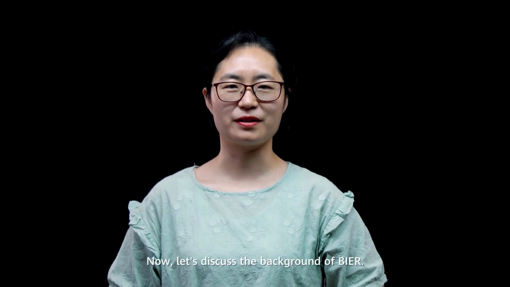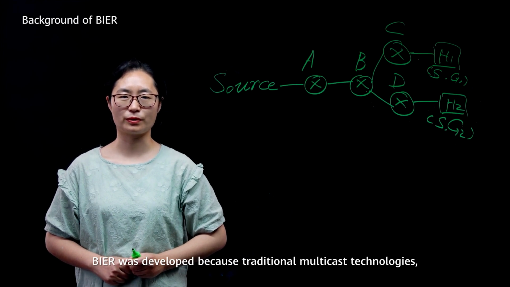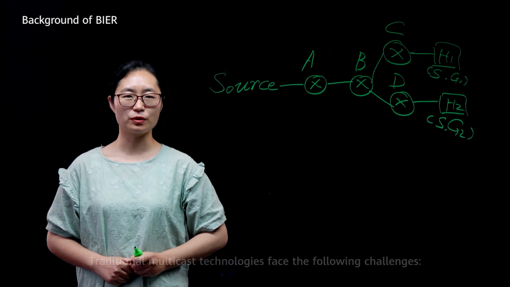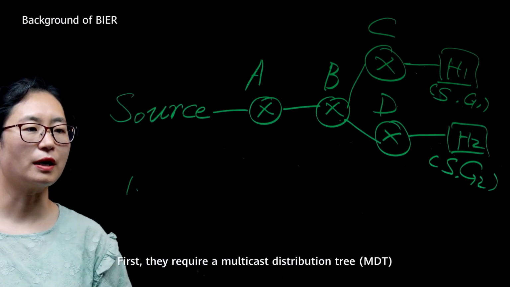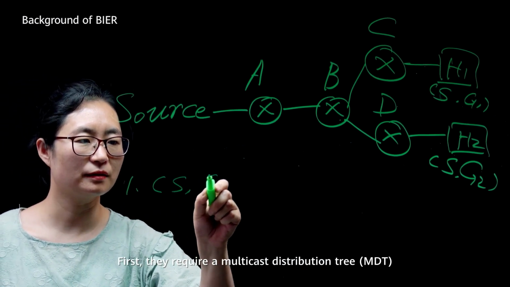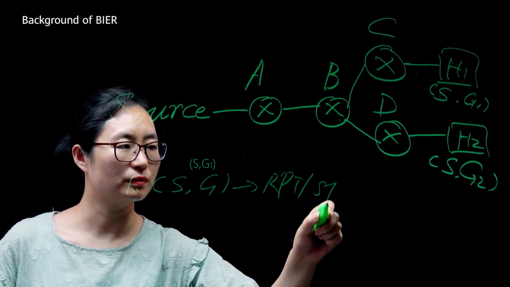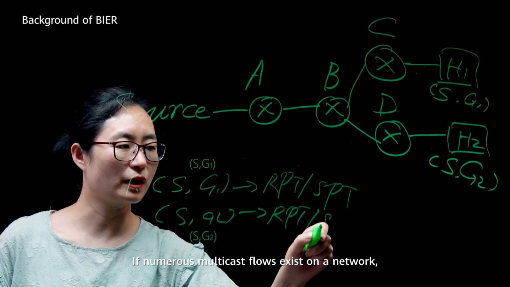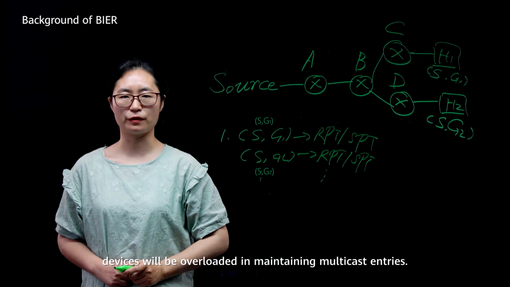Now, let's discuss the background of BIER. BIER was developed because traditional multicast technologies, such as PIM, cannot meet the requirements of rapid multicast development. Traditional multicast technologies face the following challenges. First, they require a multicast distribution tree, MDT, to be established for each multicast flow. If numerous multicast flows exist on a network, devices will be overloaded in maintaining multicast entries.